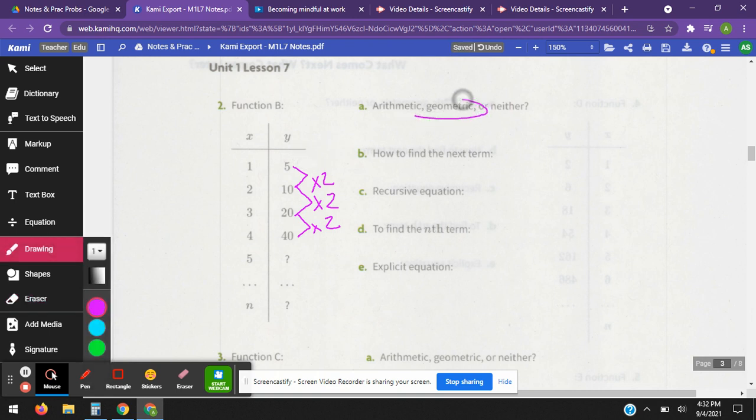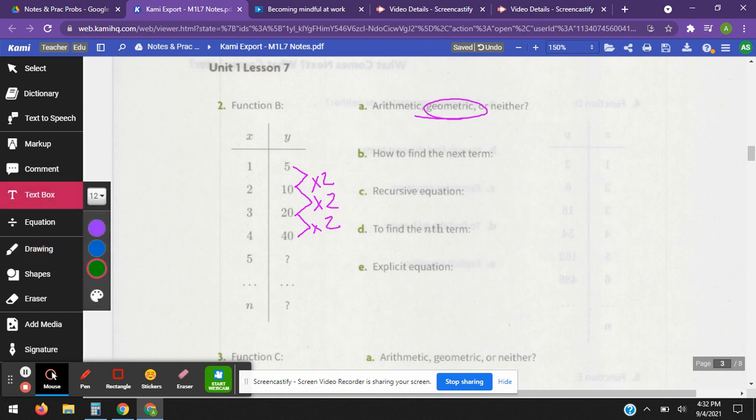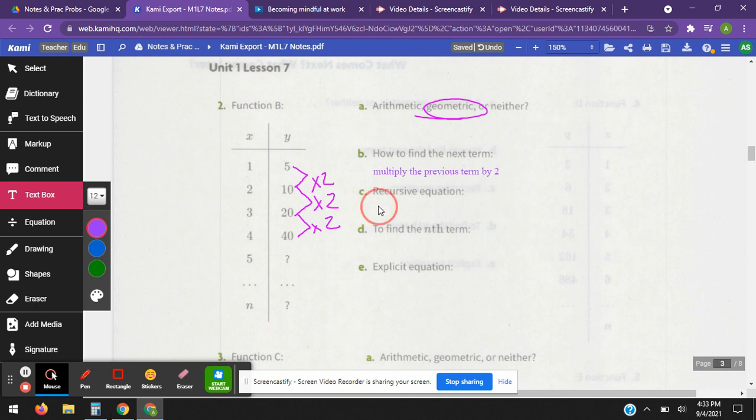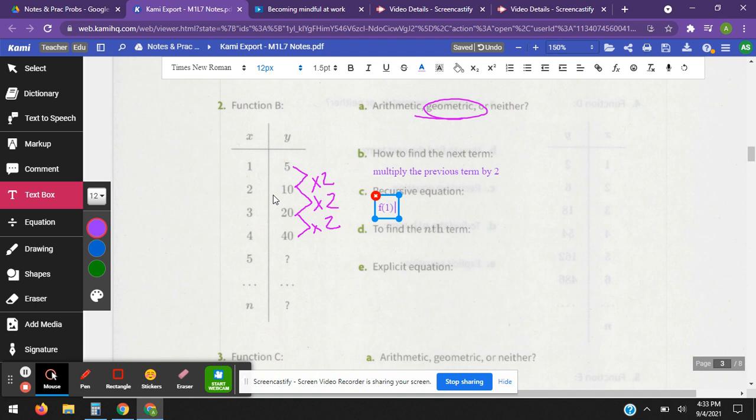And that makes this geometric. How do we find the next term? Well, I'm going to multiply the previous term by 2, which looks like f of 1 equals 5. So our first term was 5. So my next term will be my previous term, f of n minus 1, times 2.